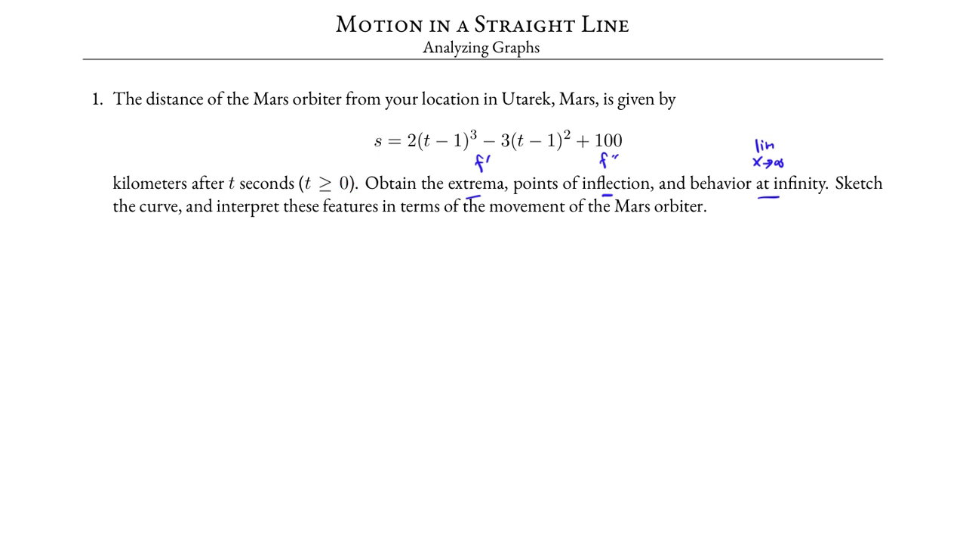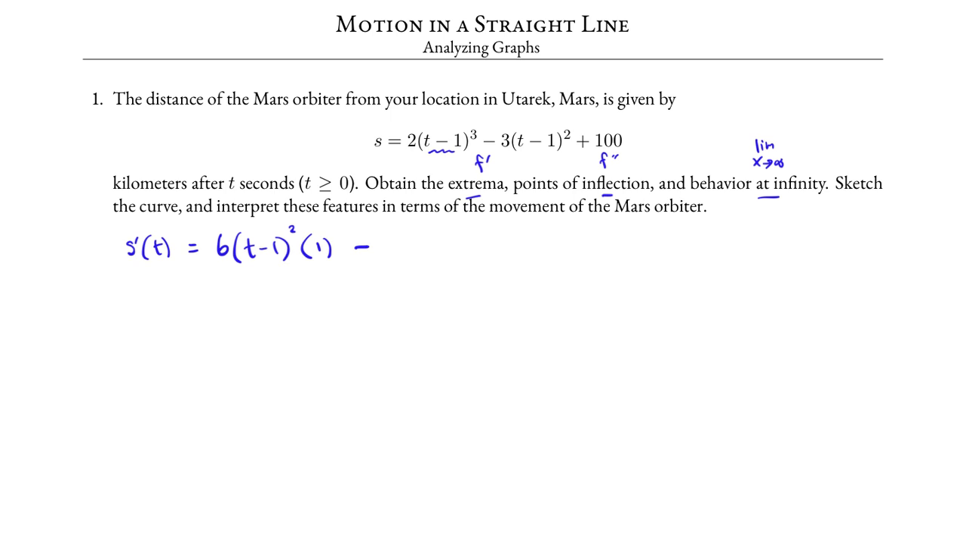First, we need to find the first derivative, s prime of t. s is a function of t. There's no need to multiply these out. We just use the power rule and the chain rule. The derivative of the first term is 2 times 3, which is 6, times t minus 1, lower the power by 1, and then we multiply by the derivative of the inside function, t minus 1, with respect to t. The derivative of t minus 1 is 1. That is the derivative of the first term.